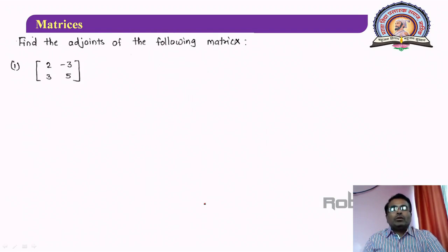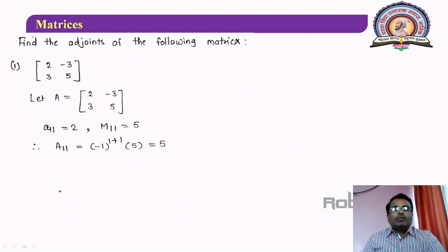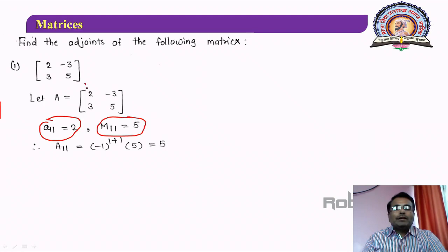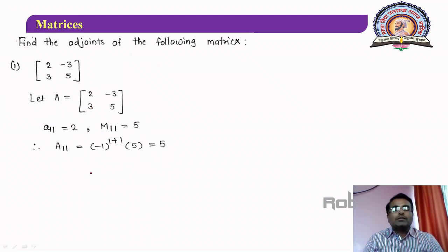Now next example, find the adjoint of the following matrix. If you want to find the adjoint, then consider the matrix A. Again, likewise previous, you have to consider an element and its minor. How is this minor obtained? Delete this row and this column, so you are getting 5. And how is its cofactor obtained? By the formula minus 1 raised to 1 plus 1, that is even, so 5 remains as it is.